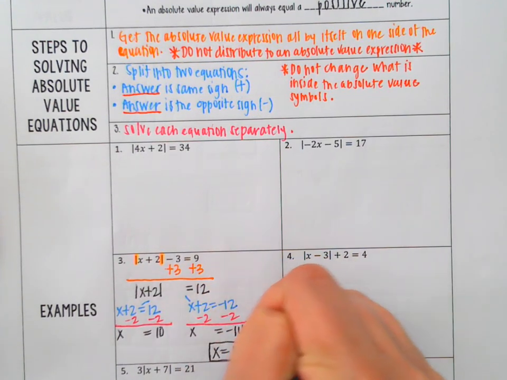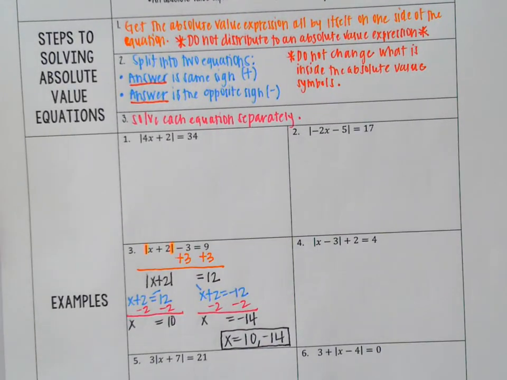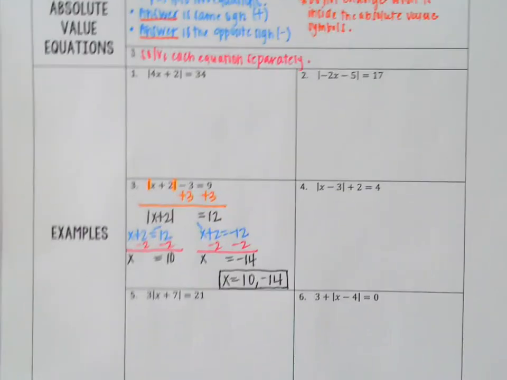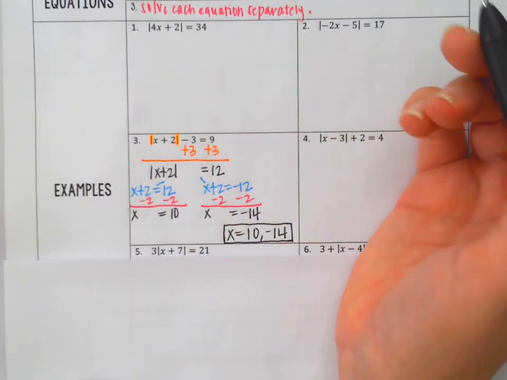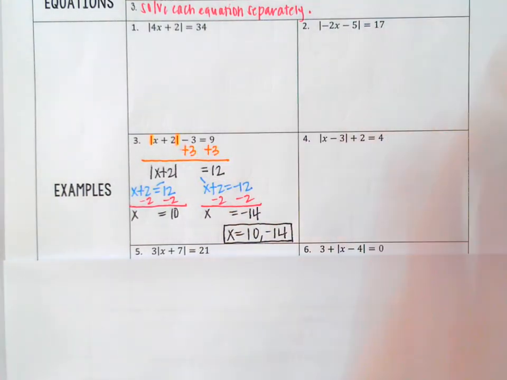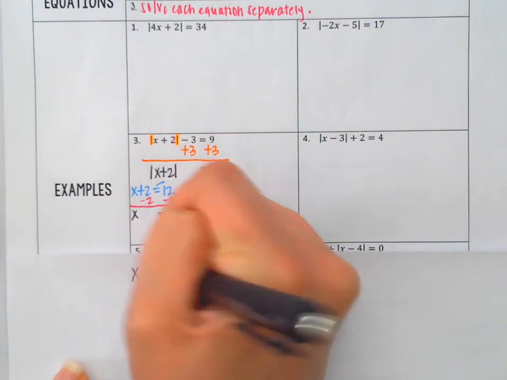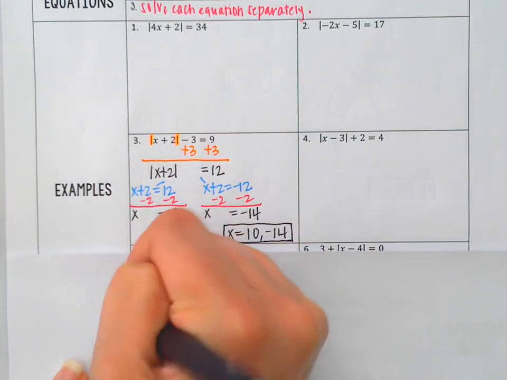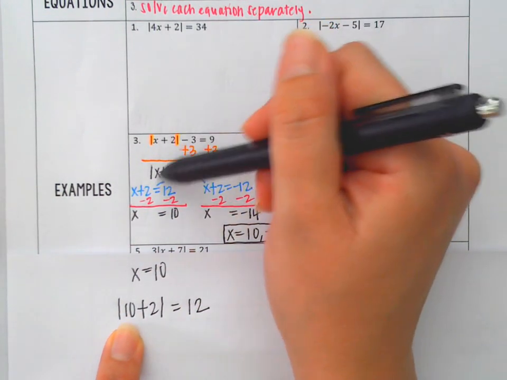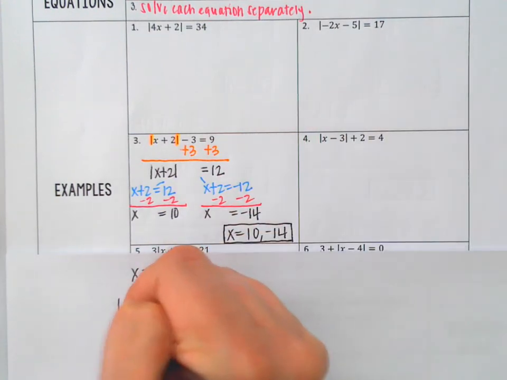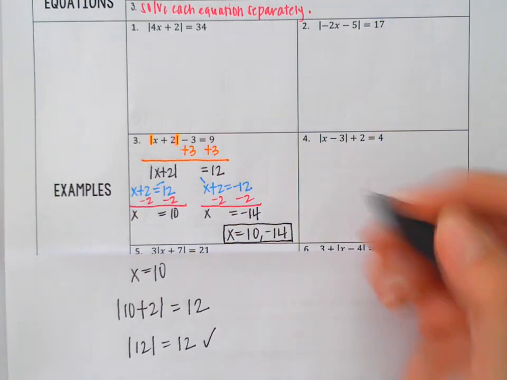Now, why do we have 2 solutions? So let's actually talk about that for a second. What I want to do is plug those in. I'm just going to plug in from x plus 2 equals 12 because that's not changing anything. That's just moving one thing to the other. So if I plug in 10, that would be 10 plus 2 equals 12. I just plugged in 10 for x right here. So 10 plus 2 is 12. The absolute value of 12 is 12. That works out.